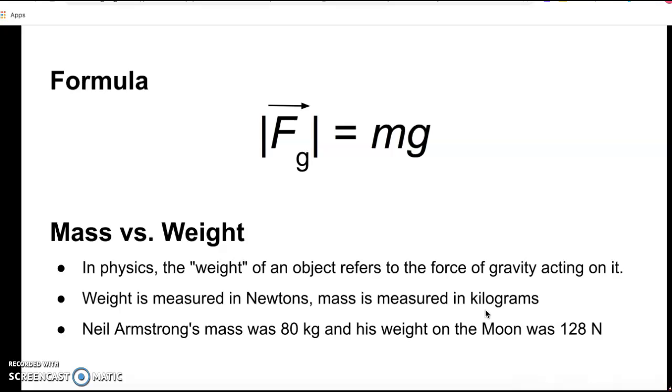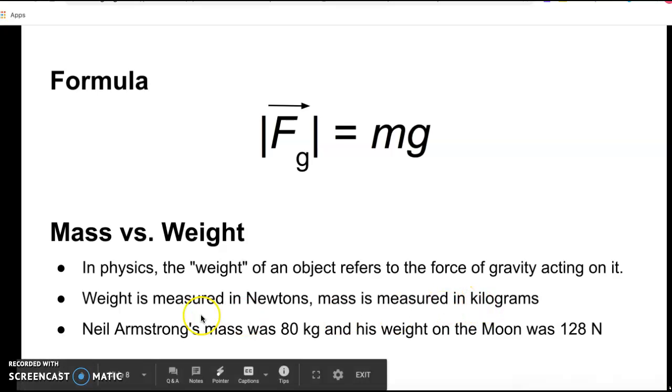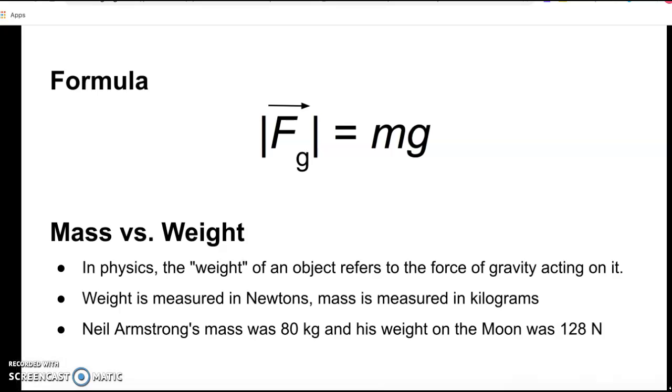So there's a difference between those two words. Do not use them interchangeably in physics. For Neil Armstrong's example, we would say that Neil Armstrong's mass was 80 kilograms, but his weight on the moon was 128 newtons. Mass is in kilograms, weight is in newtons.